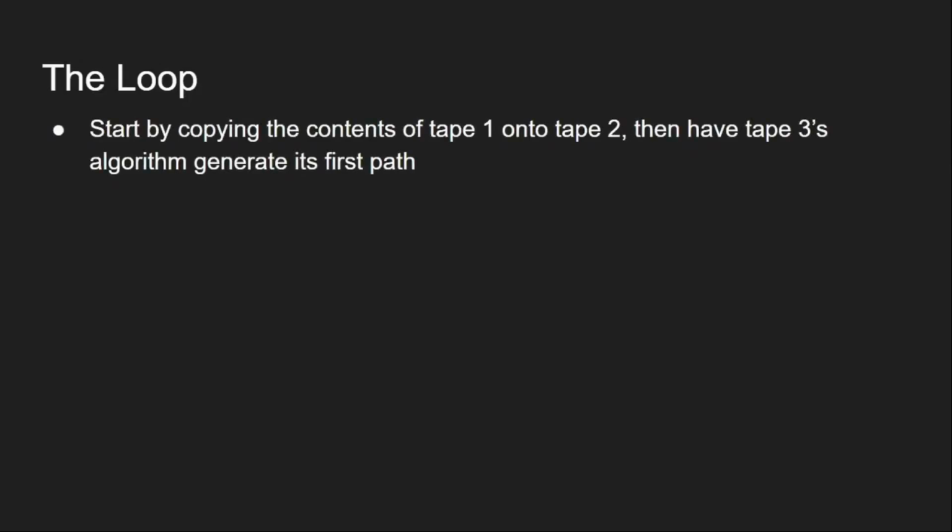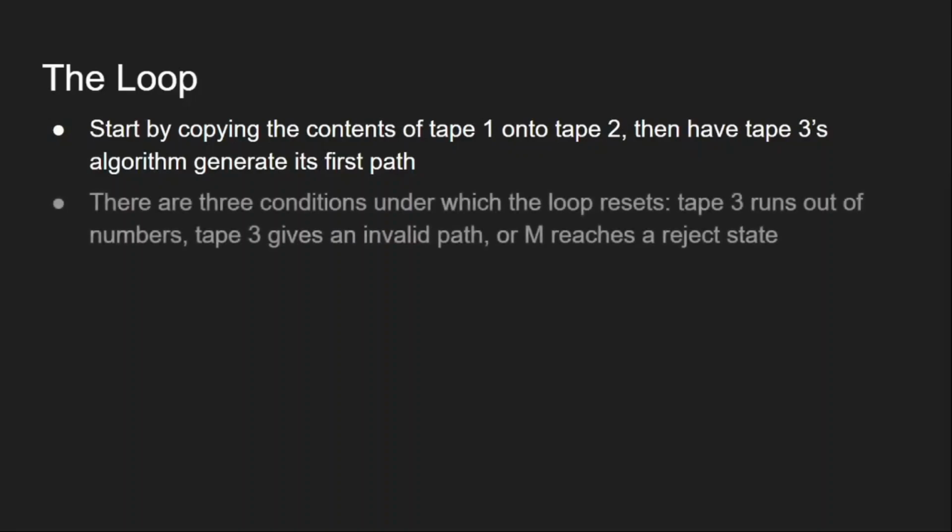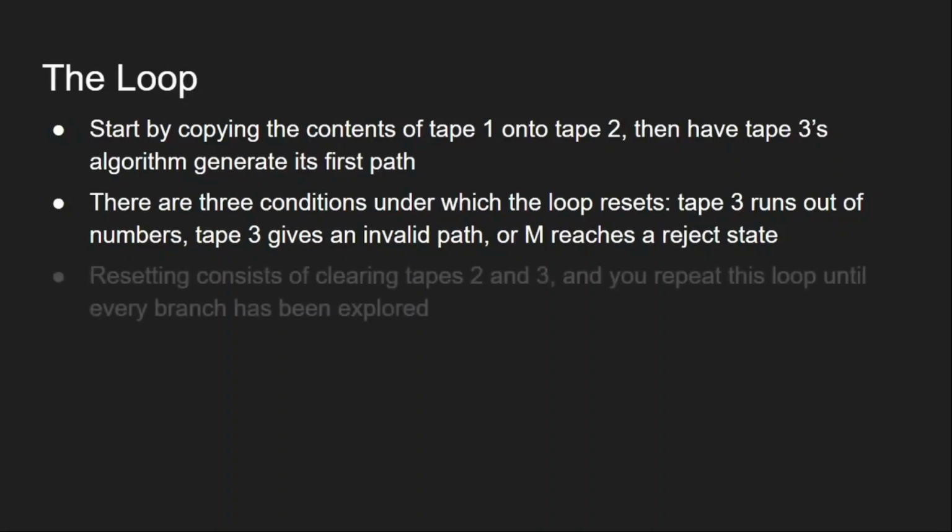Basically, it continuously cycles through a loop. This loop starts by copying the contents of tape 1 onto tape 2 and then having tape 3's algorithm generate its first path. There are 3 conditions under which the loop resets. Tape 3 runs out of numbers. Tape 3 gives an invalid path, which is when tape 3 tells M to make a decision that just isn't possible, and we'll look at examples of that. Or M reaches a reject state.